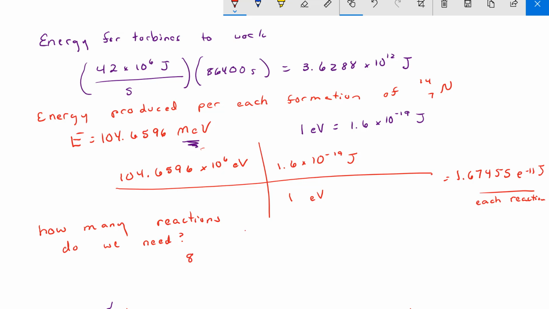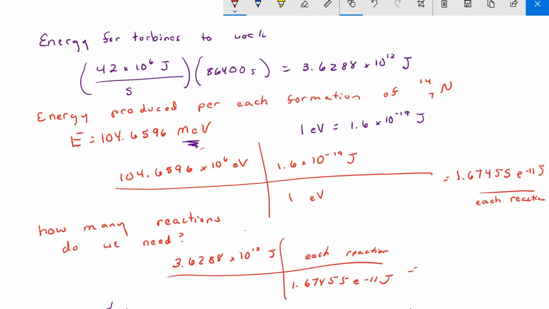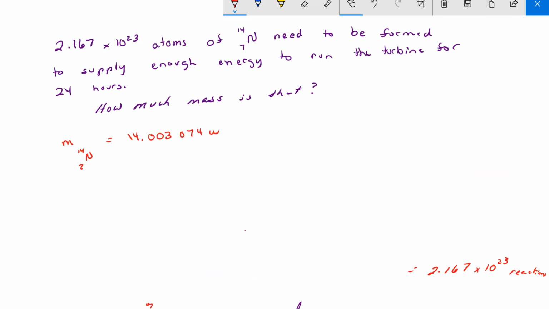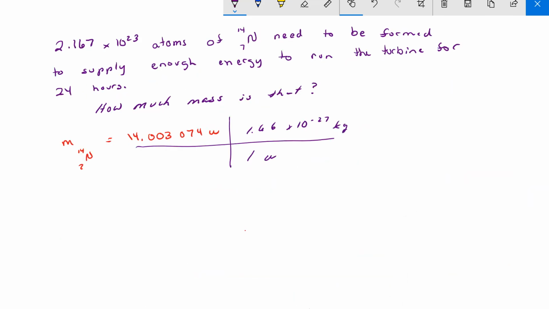So how many reactions do we need to supply all the power? Well, this is again just really a dimensional analysis problem. So I set up the total number of joules that I need, and the joules per each reaction I put on the bottom, and then I'll find out how many reactions I need to produce this much energy. And I get 2.167 times 10 to the 23rd reactions. But the original question was, how much mass do we really need of this nitrogen? So we have to form this many atoms, and how much mass is that?